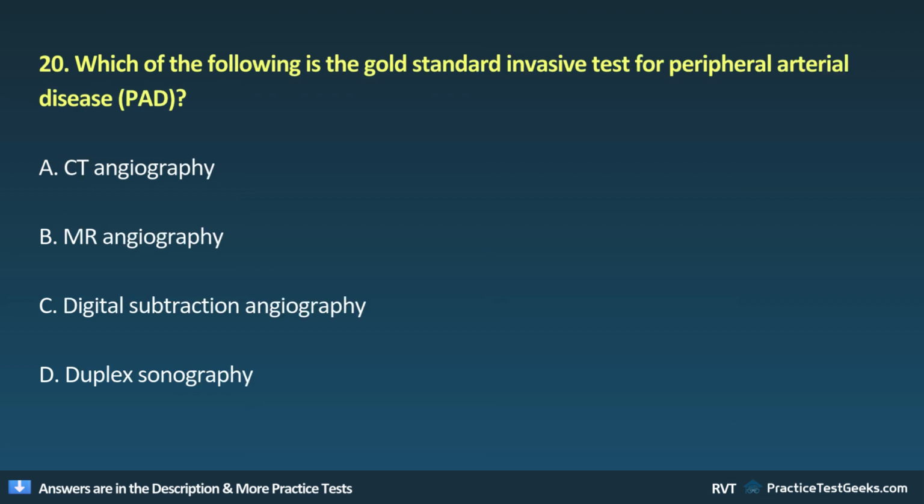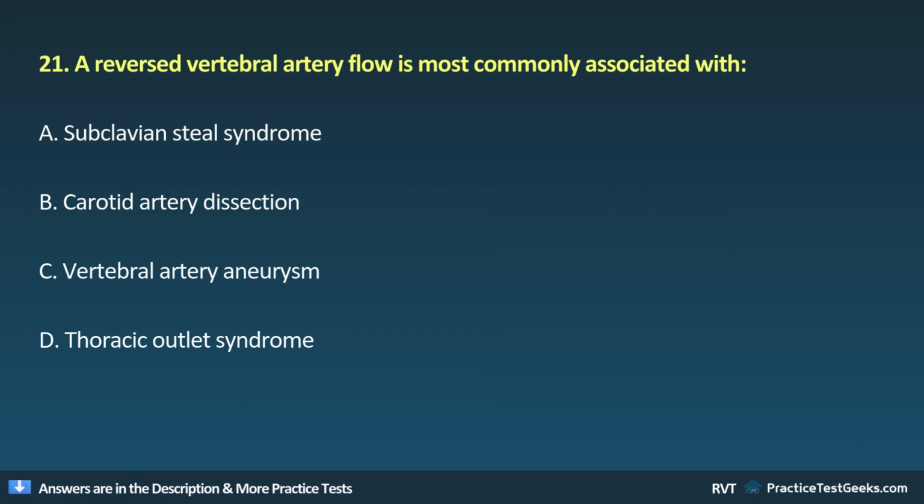20. Which of the following is the gold standard invasive test for peripheral arterial disease, PAD? A. CT angiography. B. MR angiography. C. Digital subtraction angiography. D. Duplex sonography.